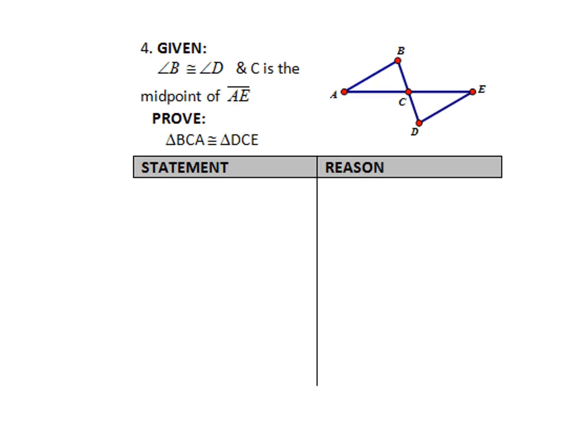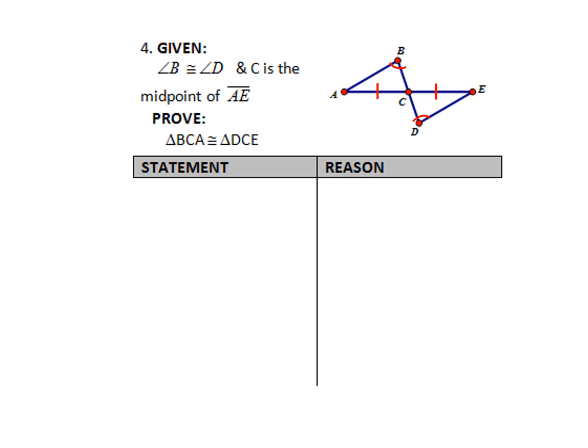Okay, so last one, we have our 2 givens. Angle B is congruent to angle D, so we'll automatically label those. Then we have C is the midpoint of AE. So when you think of that, you need to know midpoint cuts things in half, so that AC will be congruent to CE. So we can actually use that in our proof now.